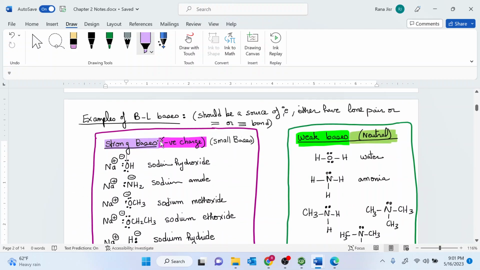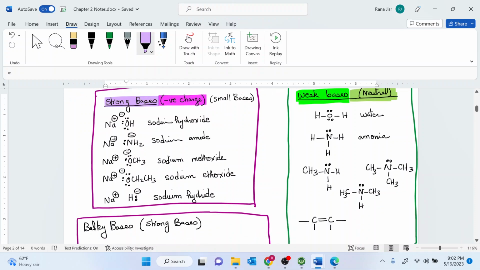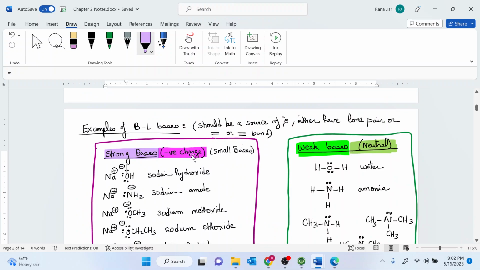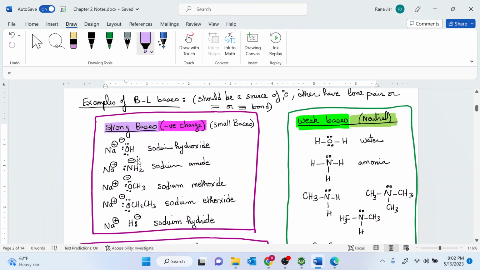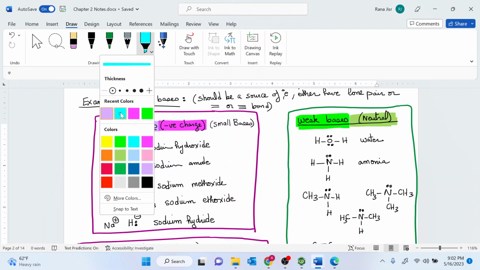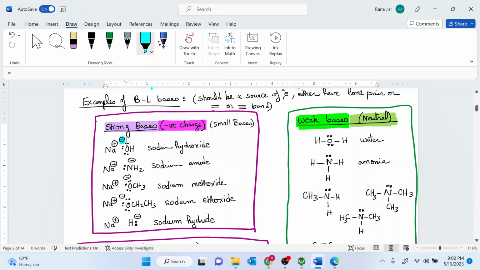There are different bases ranging from negative charge small bases, neutral bases, and bulky bases. By definition, a negative charge base is a strong base. And there's a big difference between a strong base and a weak base. A strong base reacts immediately. A weak base takes time to react. So strong bases, we know them by the negative charge. So the moment we see a base having a negative charge in there, then immediately that is going to be a strong base. How can we locate the negative charge?